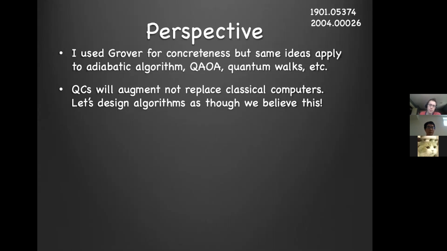So in the first part of this talk, I focused on Grover a lot, but the same ideas really apply to any optimization algorithm. No matter what, you have to worry about the size of your data set. And in general, when we're doing quantum algorithm design, I think we should always think about the fact that quantum computers are not going to replace classical computers, but they're going to supplement them. And so we should design algorithms to really think about their capabilities together.